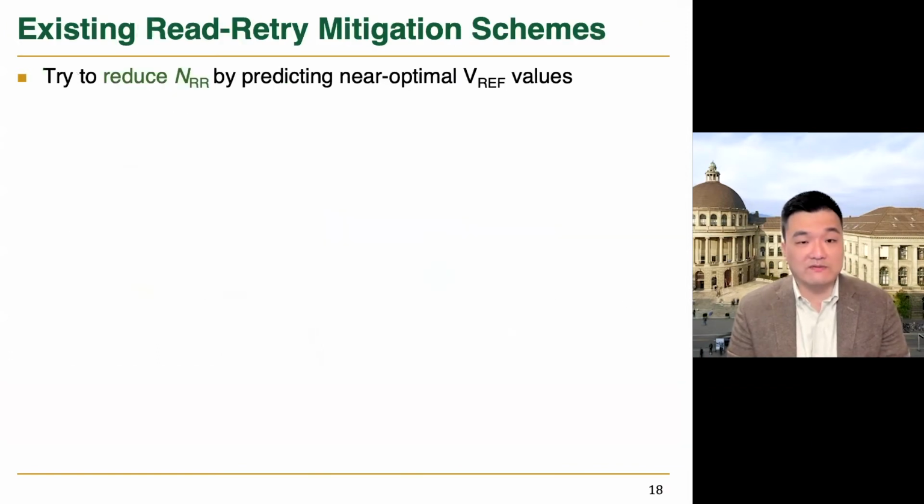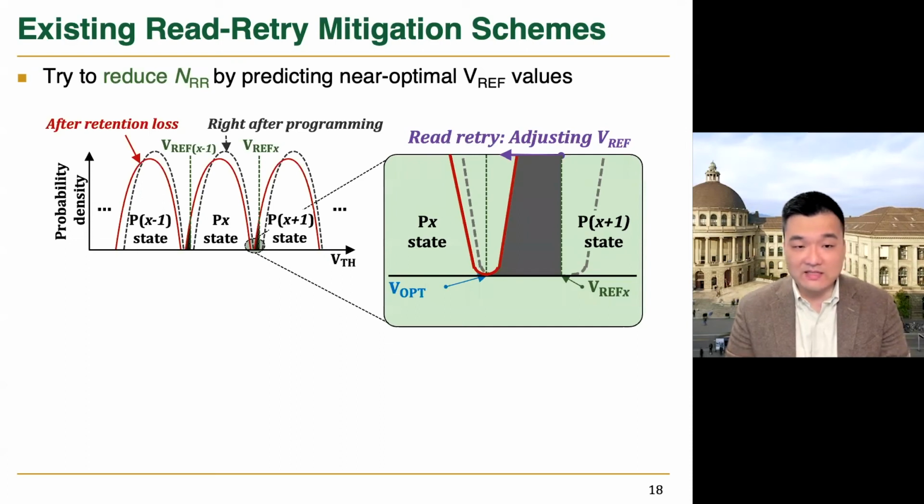To mitigate the performance overhead of read-retry, prior work has proposed various techniques that basically aim to reduce the number of retry steps by accurately predicting near-optimal read reference voltage values. As explained, read-retry is a process to find the near-optimal read reference voltage values that can reduce the number of raw bit errors to be lower than the ECC capability.